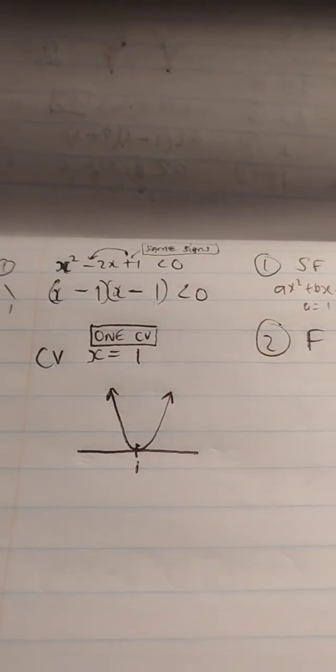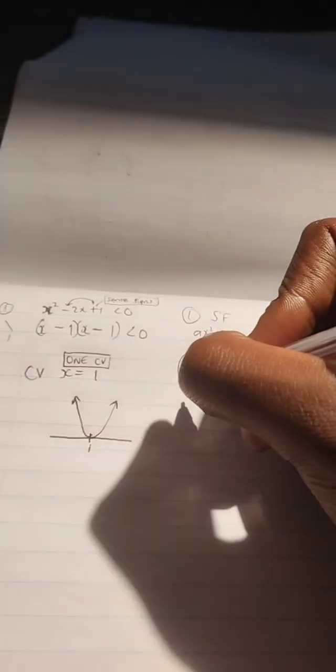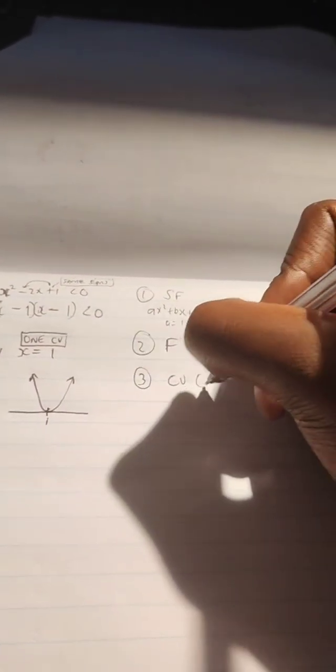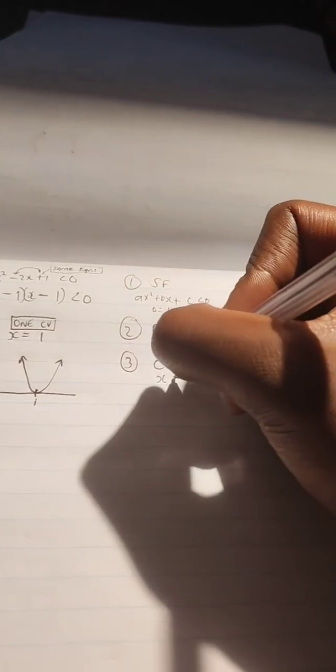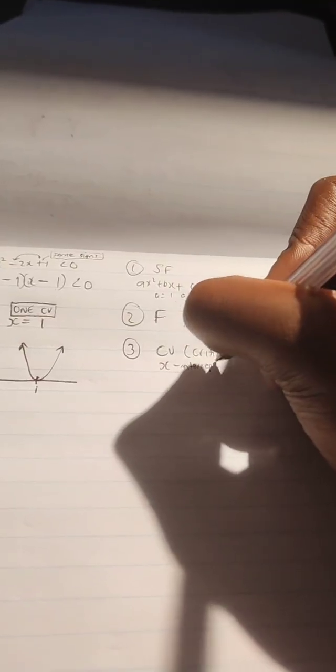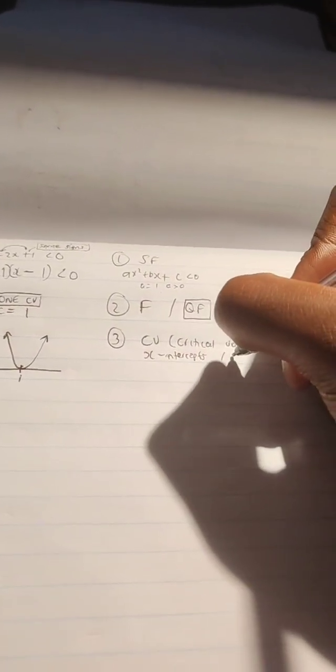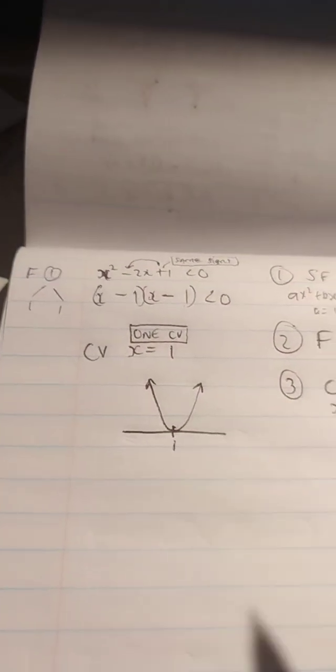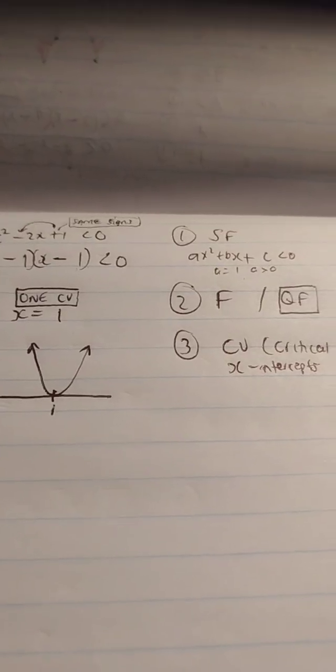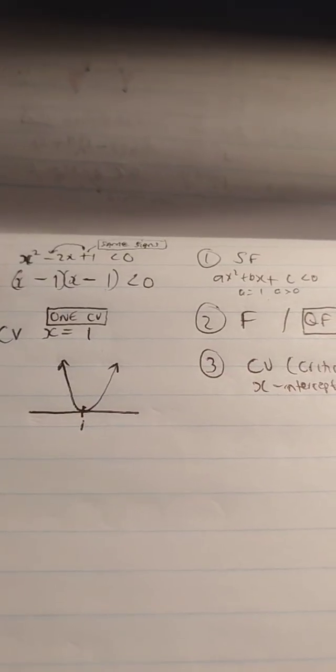This graph is not going to cut the x-axis at 2 places. Why? Because remember, what did we say CV is? It's your critical values, or in other words, your critical values are also your x-intercepts, or what else? We say our roots. So that means we only have one critical value, which is 1. Does that make sense? Are we good so far? One critical value, guys. 1, just 1.